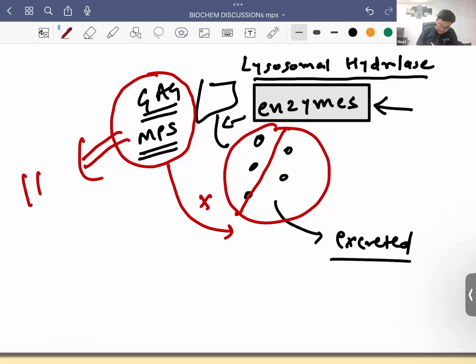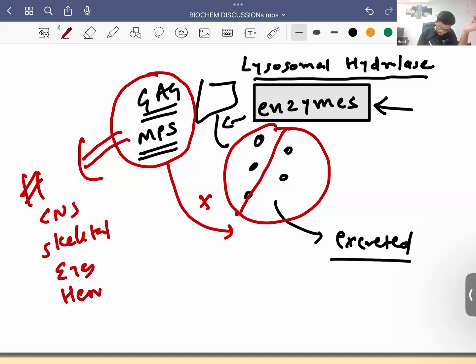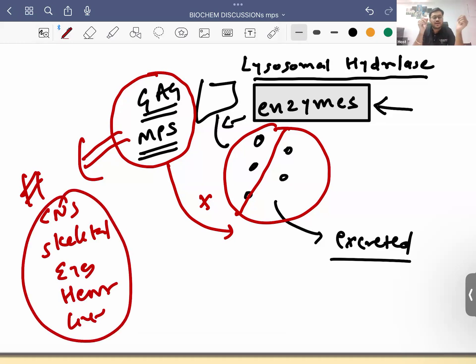So their storage. As I told you, because glycosaminoglycans and mucopolysaccharides are not being excreted out of the body, more and more of them will get stored in different parts of the body. It could be the central nervous system, the skeletal system, the eyes, the heart, the liver, in all the viscera, it can get accumulated. When it gets accumulated, it leads to certain kinds of defects.